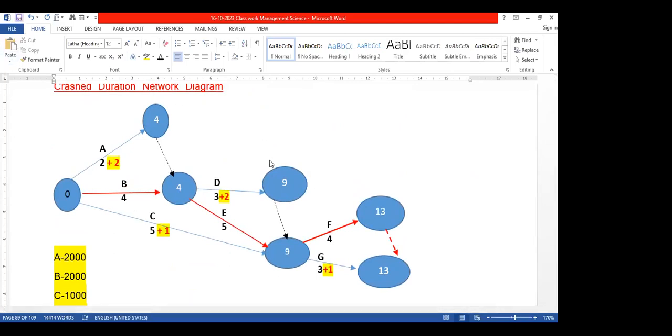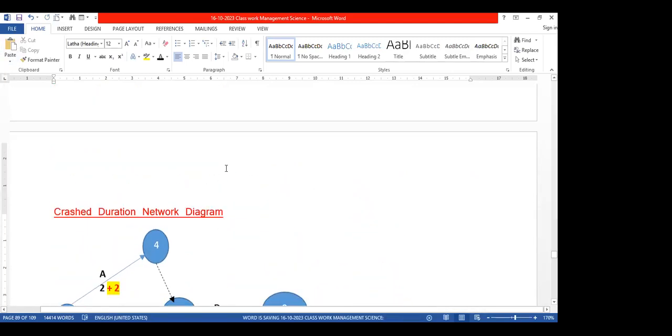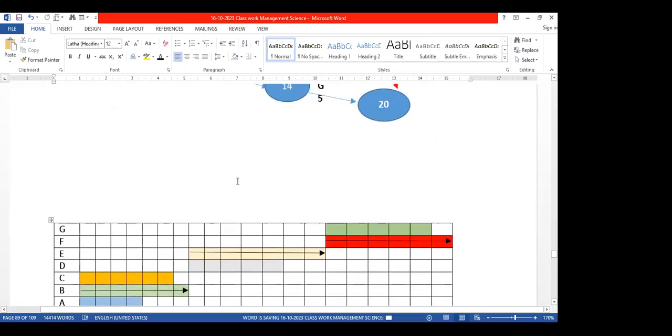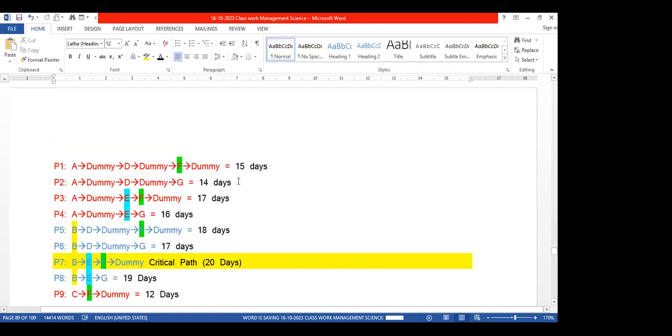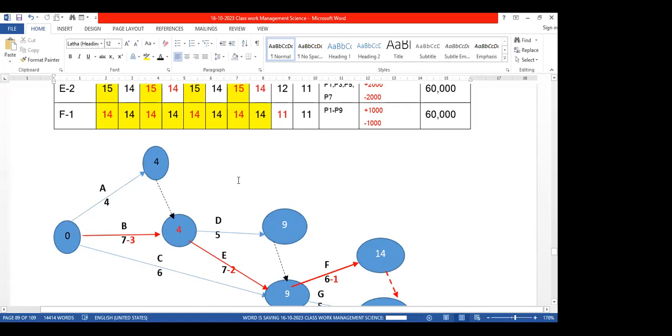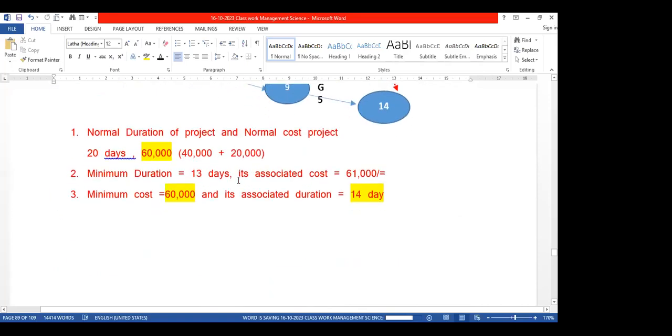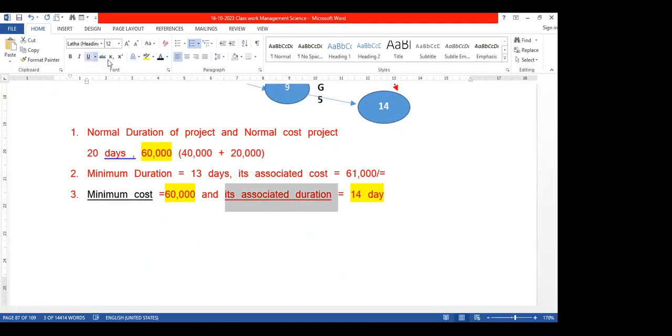Okay. So after that, the third one, right? The first one is about normal duration, normal cost. Second one, minimum duration, associated cost. Third one is about minimum cost and associated durations. That is the third calculation process.